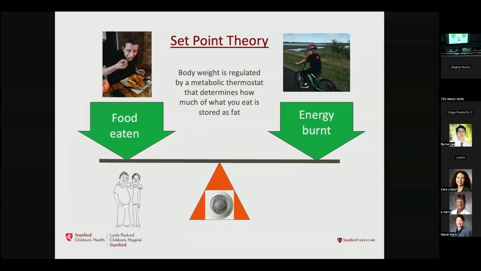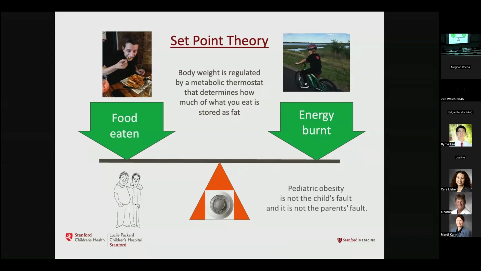And I ask the kids, do you have a friend or even a sibling or a parent who can eat anything they want, all the candy and pizza and sodas, and not gain a single pound? They're super skinny. And yet for you, if you smell pizza, you gain weight. And all of the kids that I take care of can relate to this.